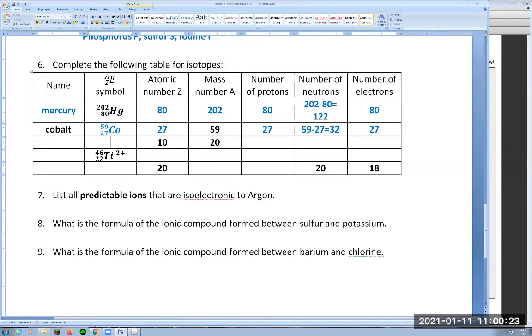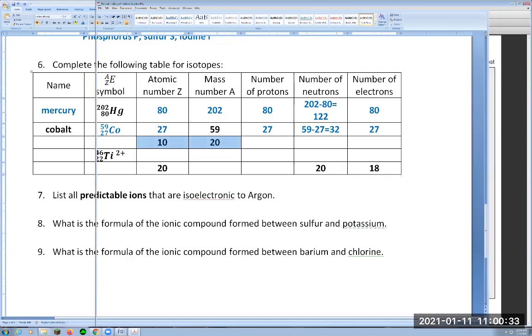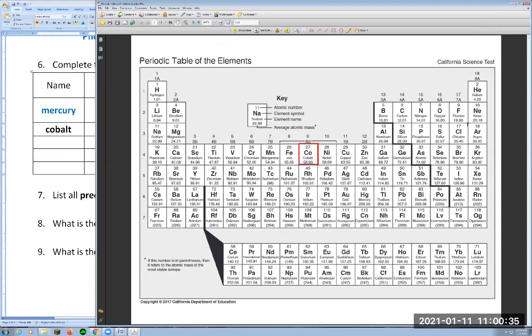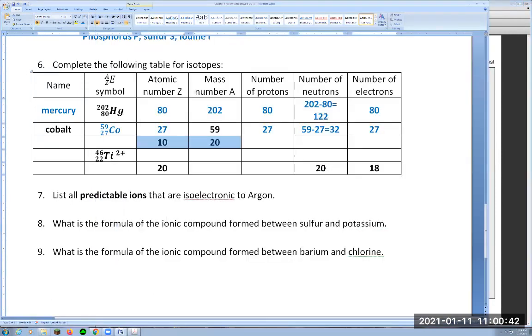Okay, let's do row number 3. We are given the atomic number and the mass number. Atomic number 10. So given that, you go to the periodic table and look for atomic number 10. Atomic number 10 is neon. So that's neon, the name.